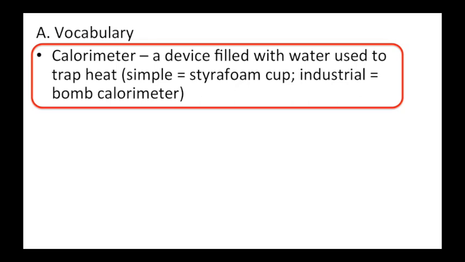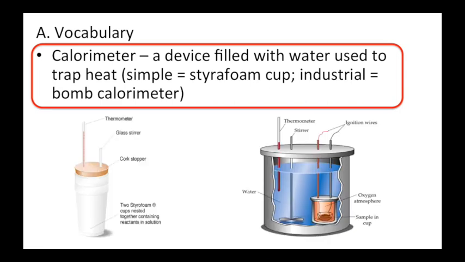A calorimeter is simply a device filled with water used to trap heat. In simple demonstrations, we can use styrofoam cups and pop cans. In industrial applications, we use bomb calorimeters. So, there are some examples. There's what we might see in a typical high school classroom, and here's a more advanced form, which is very, very accurate.